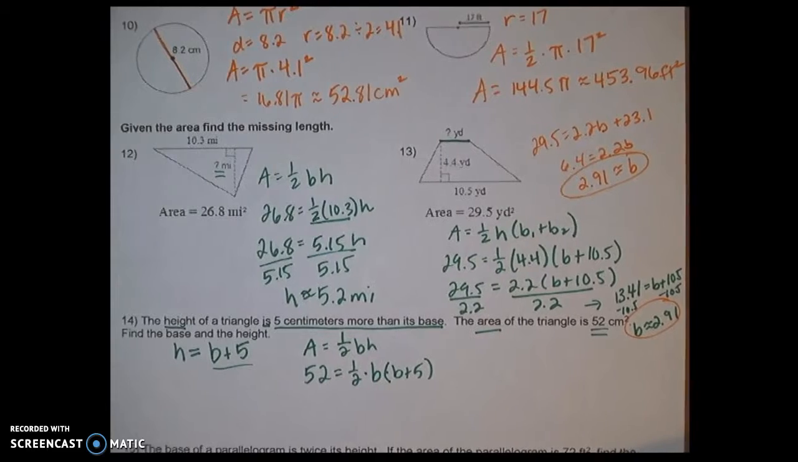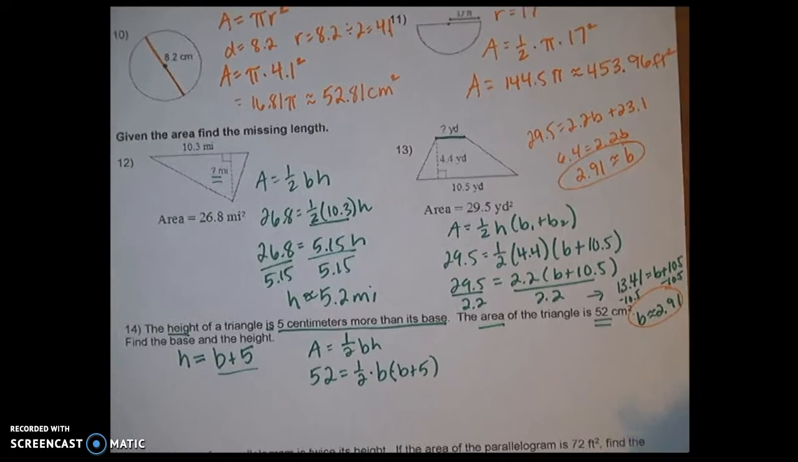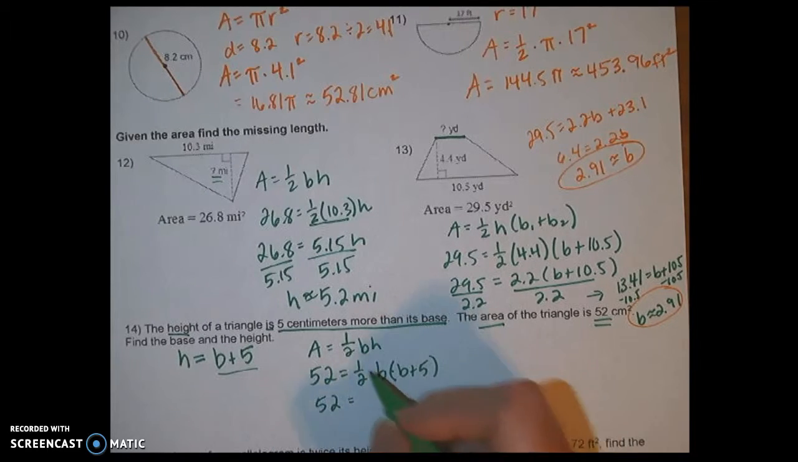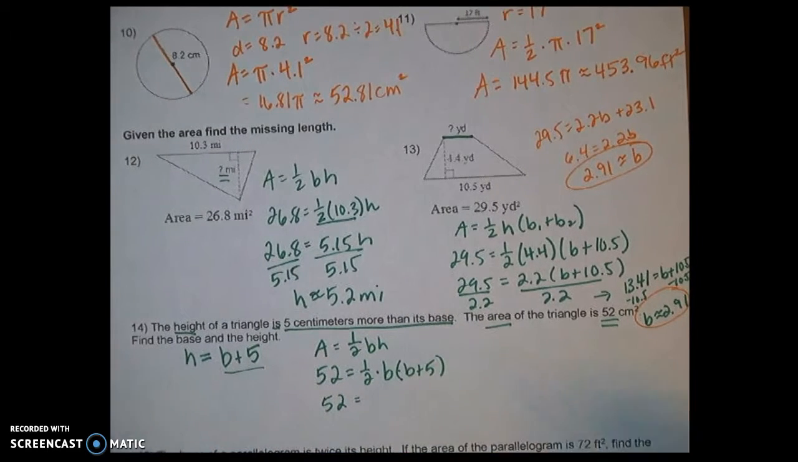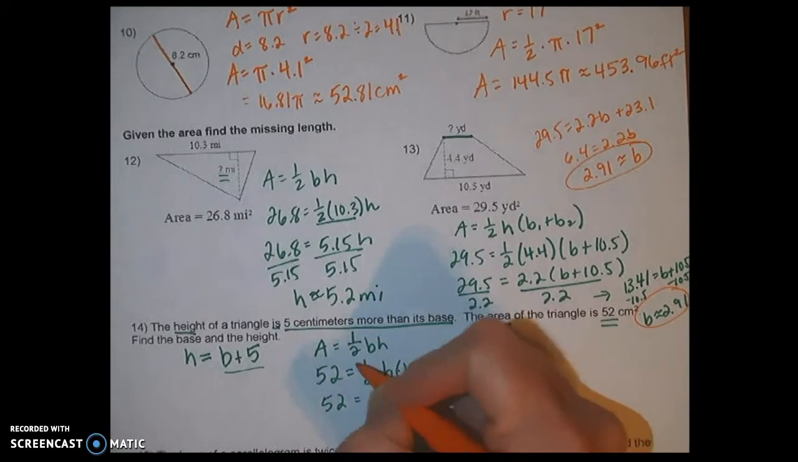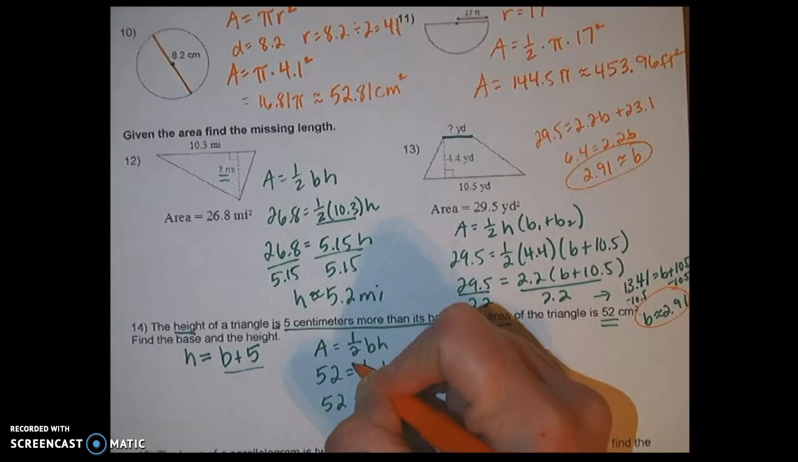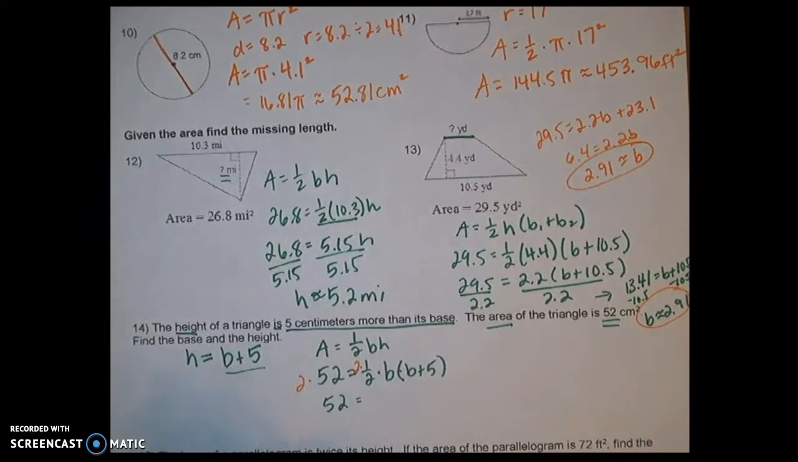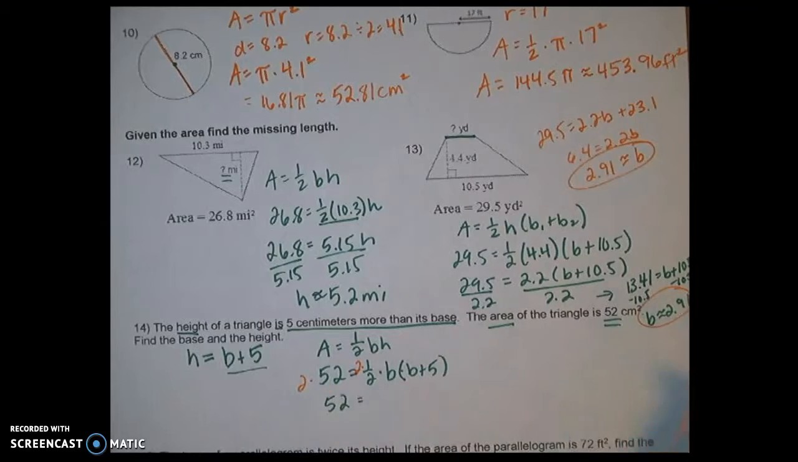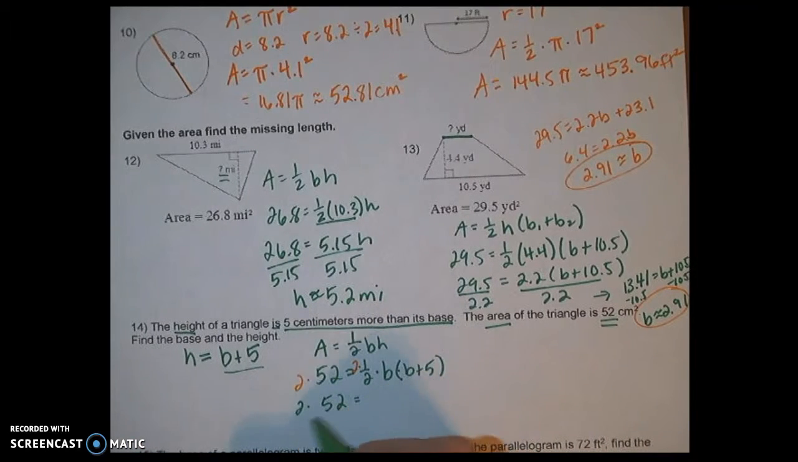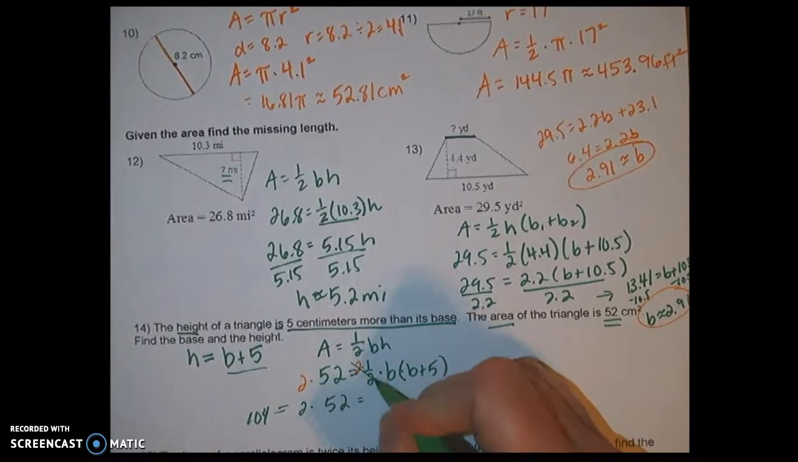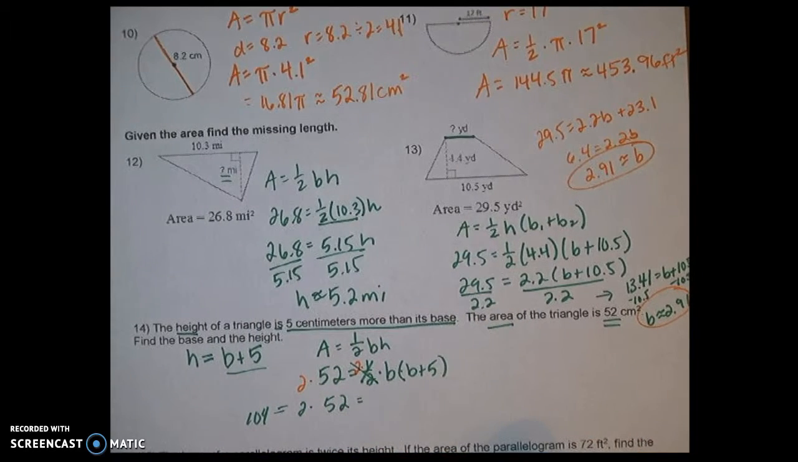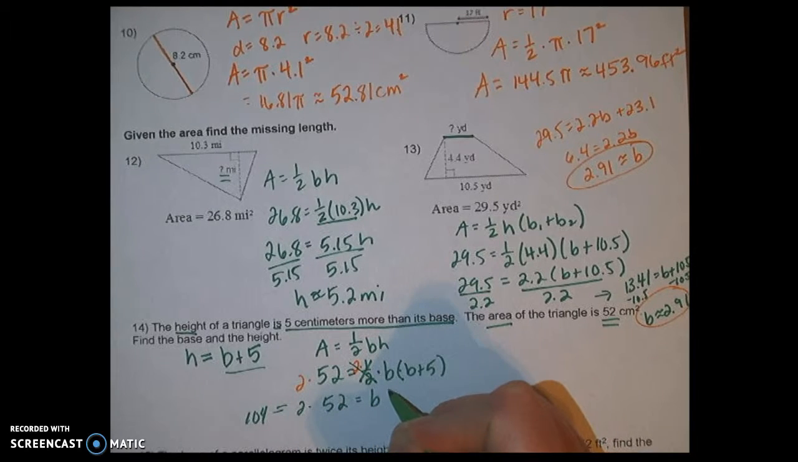So when I multiply, I'm going to have 52 equals that 1/2, but actually, I'm going to multiply both sides by 2 to get rid of that 1/2. So on this side, when I have the 52 times 2, that gives me 104. That cancels the 1/2 and the 2 out on this side, so it just leaves me with b times the b plus 5.